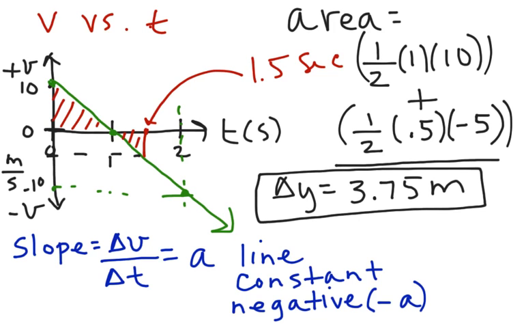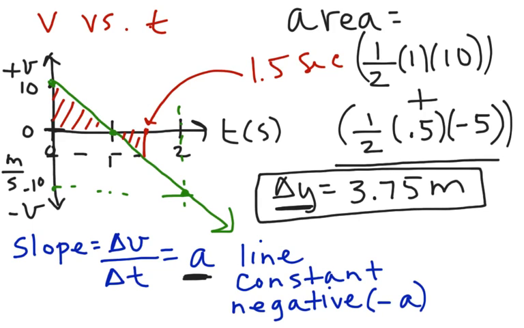So as a recap here, on a velocity versus time graph, we can find the acceleration. If we have a straight line, it's a constant acceleration. But we can also find displacement with the velocity versus time graph by finding the area.